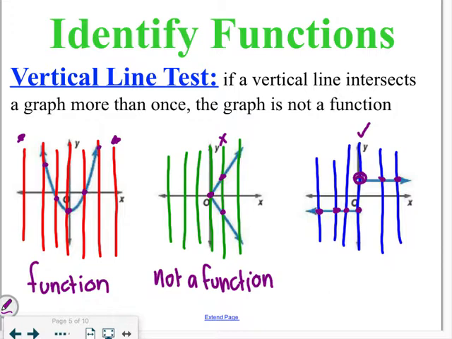It's not something you're really going to have to worry about in Algebra 1, but they just want you to be able to recognize that if one of the two circles, or one of the 2 points that it hits, is an open circle, it is okay and it is a function. That is the one catch with this particular test.